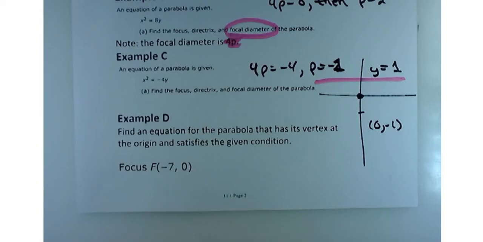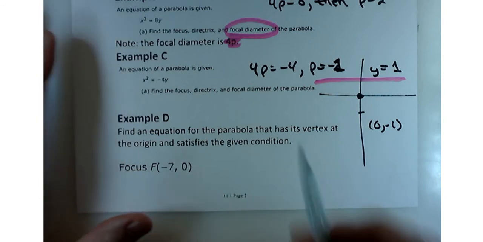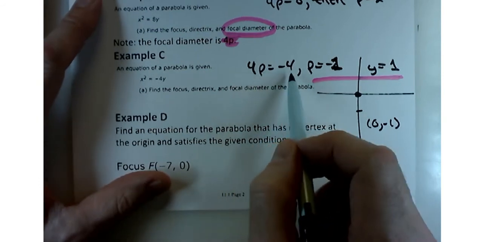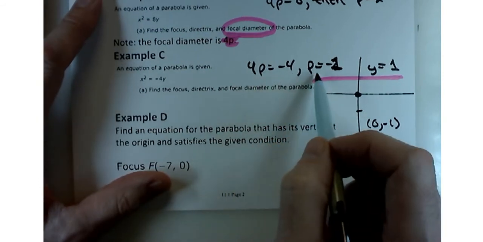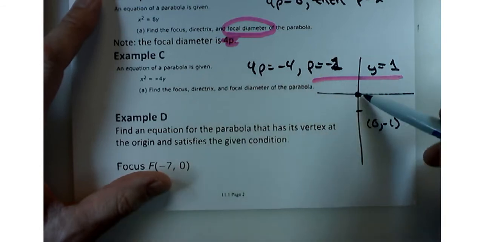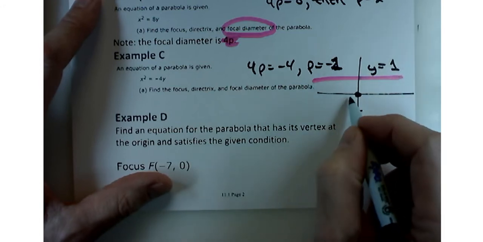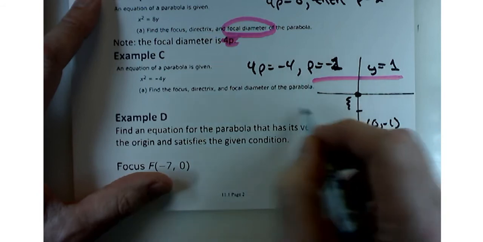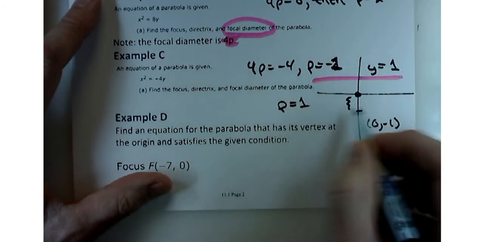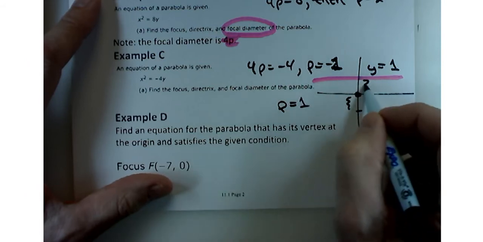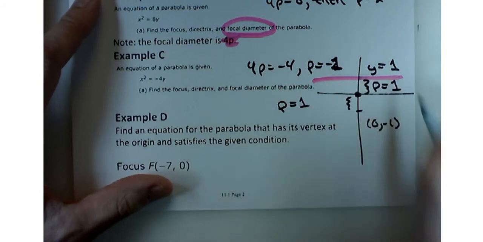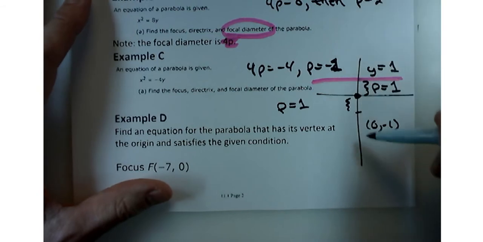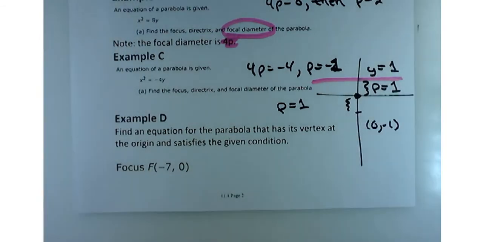Sorry about that. So let's go back here. If we have 4p equals -4, p equals -1, that tells me that the distance between the vertex and the focus is -1. Personally, I just use the fact that that distance is 1. And then this distance also has to be a distance of 1. It's just that it is oriented so that the parabola faces down.